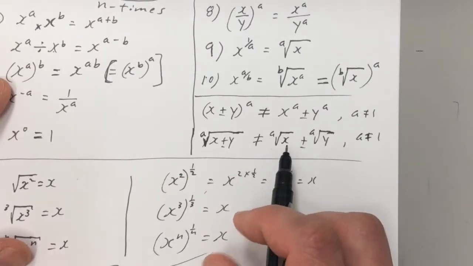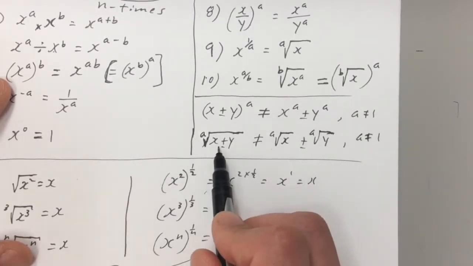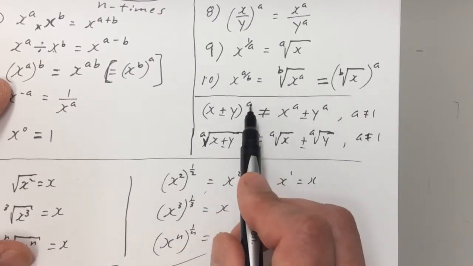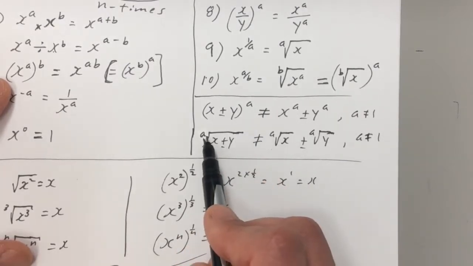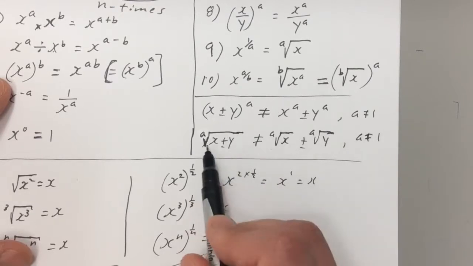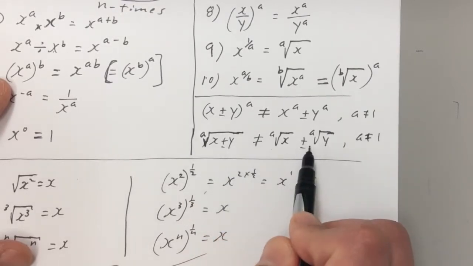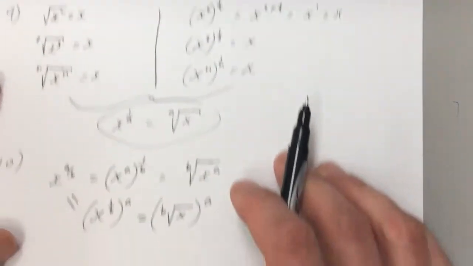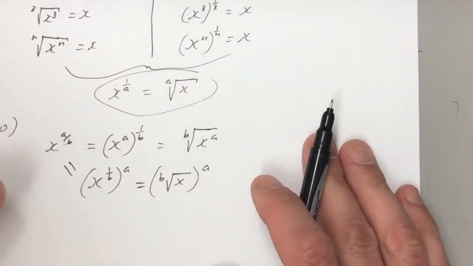And the same thing applies here for a root, because this exponent a could have been a rational root, and that's basically what's happening here. So you cannot distribute a root into a sum or a difference as well. Okay? And that's it for exponent laws, the new ones.